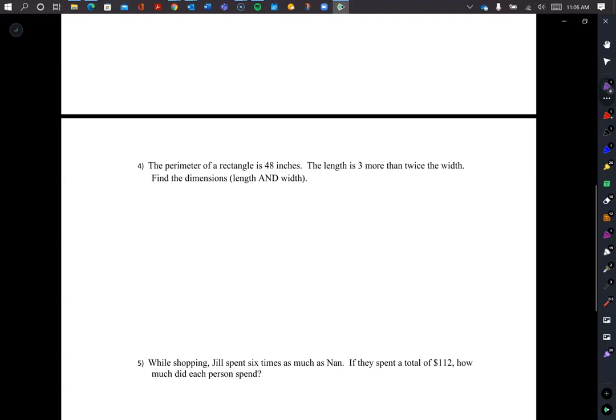So we have the perimeter of a rectangle is 48 inches. The length is 3 more than twice the width. So we really kind of have 2 variables here. So we have to kind of figure some things out and how that works together. Find the dimensions, length and width of this rectangle. So the first thing I'm going to do is draw a diagram. I'm going to put it over here.